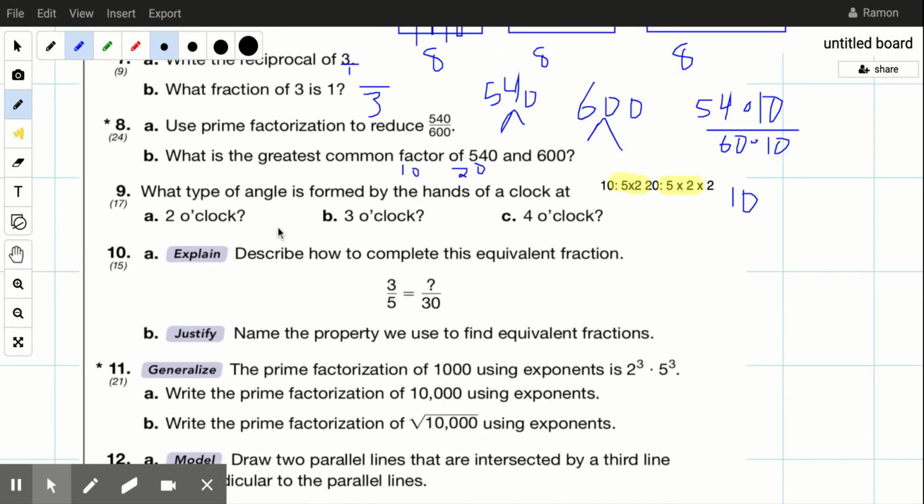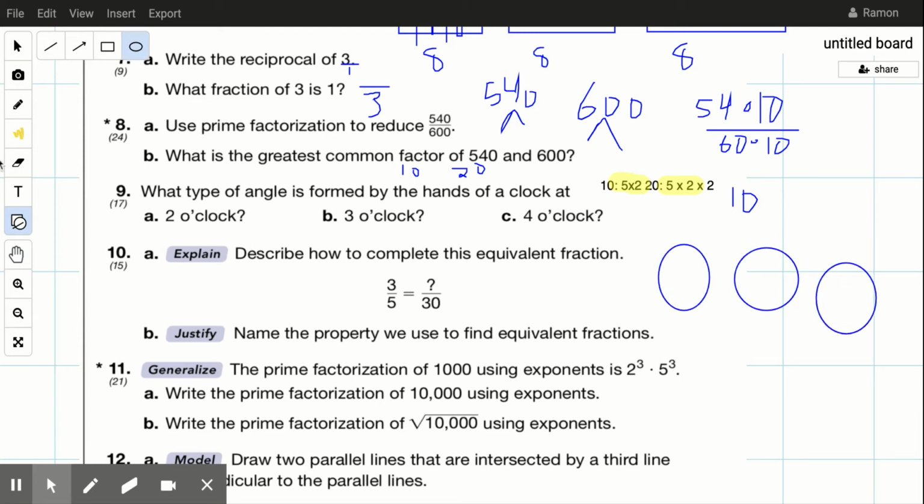All right, number 9. What type of angle is formed by the hands of a clock at 2 o'clock? You're going to need to make a circle. I'm trying to make 3 circles. I know they're not perfect, but let's pretend they are. For 2 o'clock, it's pointing at noon. All of these are actually pointing at noon. And then we have 2, we have 3, and we have 4. What we're looking at is what type of angle. We don't actually need to take the angle measurement. We just need to find out what kind of angle it is. It could be acute, straight, right, or obtuse.